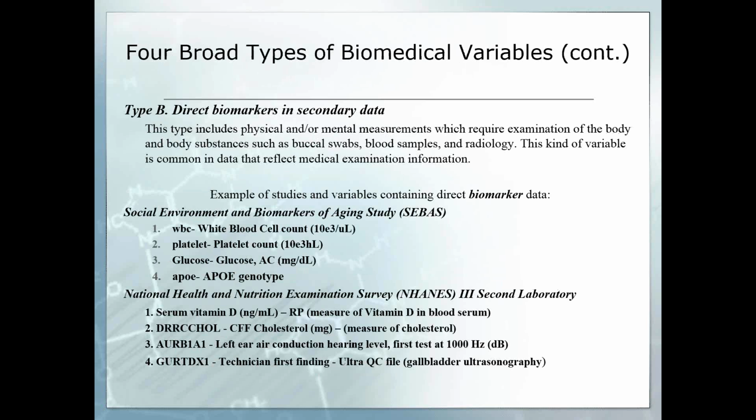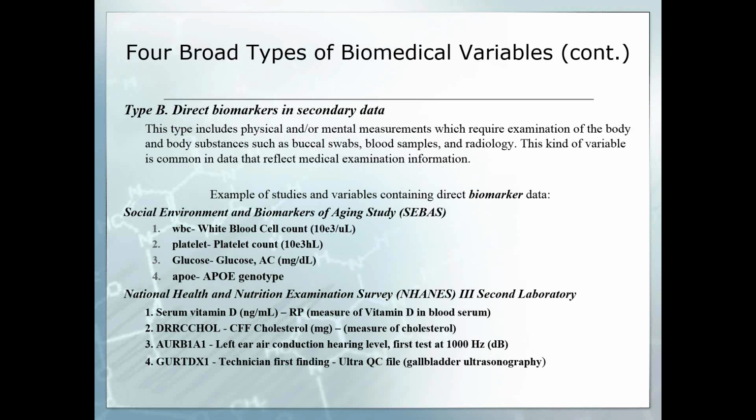Direct biomarkers in secondary data would include physical or mental measurements which require the examination of the body and body substances. This kind of variable is common in data that reflects medical examination information, such as the CBAS study, which is a study of the elderly in Taiwan. Excellent study. I highly recommend it. It not only collects socioeconomic information, but collects lab measures as well. White blood cell counts, platelet counts, glucose, ApoE, things of that nature.